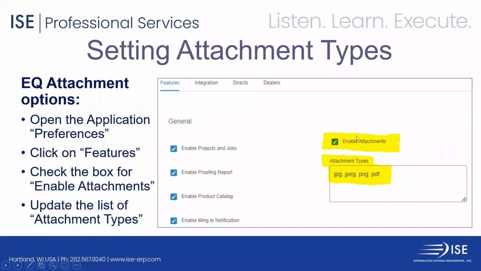And you do need to enable attachments in the EQ preferences. So you need to go to application preferences, then click on features like I have here. And then you need to check that box to enable attachments. And then you can limit the attachment types, which of course is a great idea in this day and age, because not all document types are equally secure and safe. So you can definitely limit exactly what you're dealing with for attachments, and any other document types would not be allowed as an attachment.